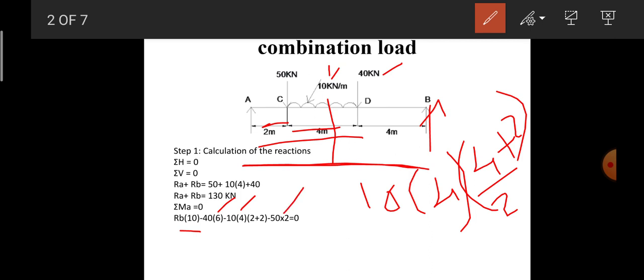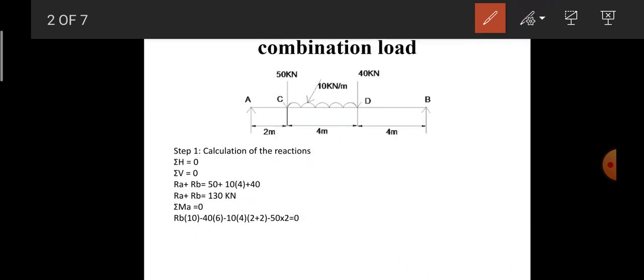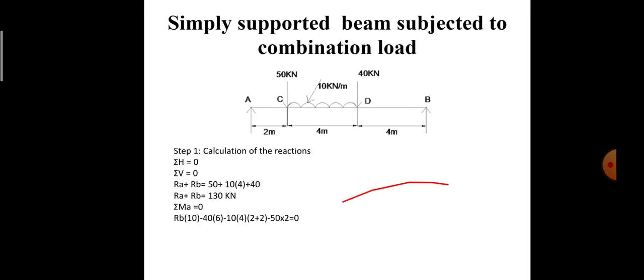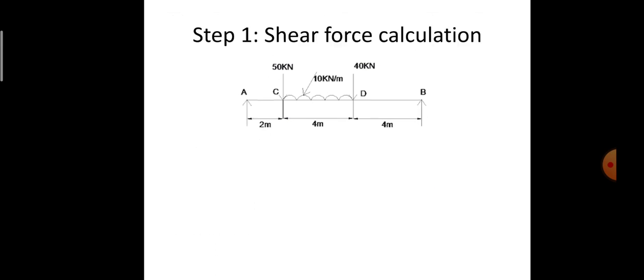Next is the 50 kilonewton force. So 50 into the perpendicular distance, which is 2. So 50 into 2 acts in the clockwise direction, hence it is taken as negative. Equating the sum to 0, we get the magnitude of RB equal to 50 kilonewton. Substituting that RB value in the sigma V equation, we get the value of RA equal to 80 kilonewton. After getting all the support reactions, the second step is to calculate the shear force.